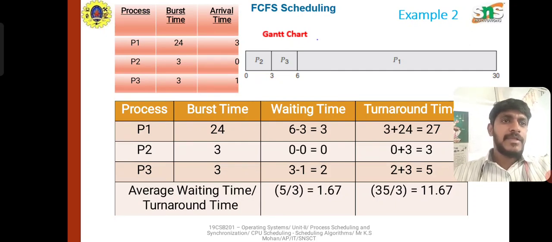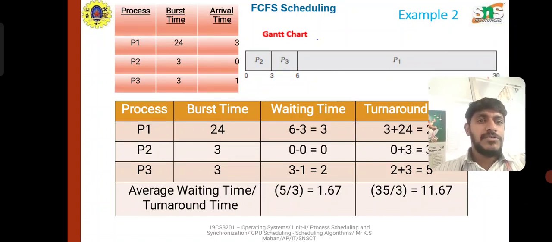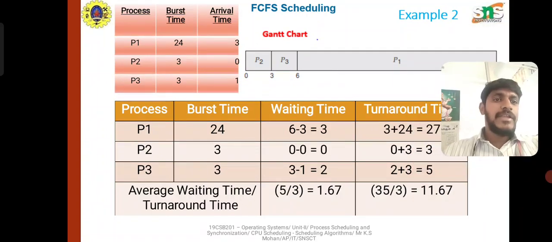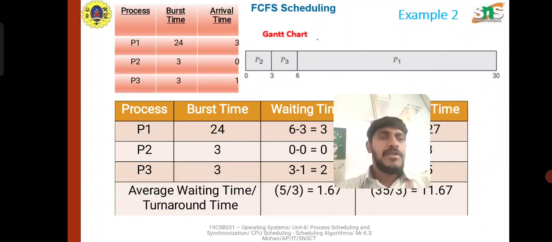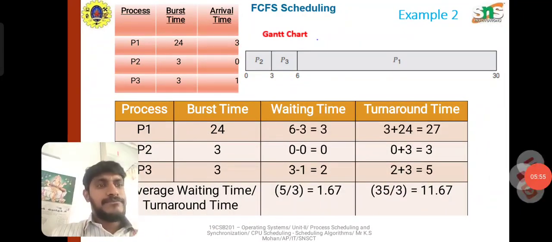Then for P2, the waiting time is 0 and the turnaround time is 3. For P3, the waiting time is 3 and the turnaround time is 6. With the help of the waiting time we can calculate the turnaround time. So we finally get the average turnaround time of 13 as the final value here.